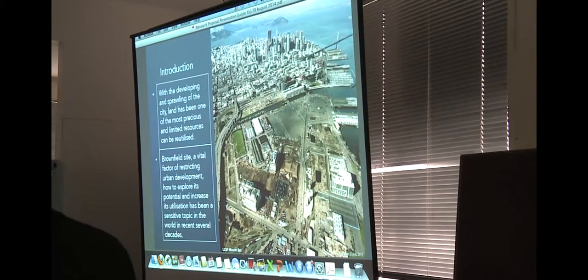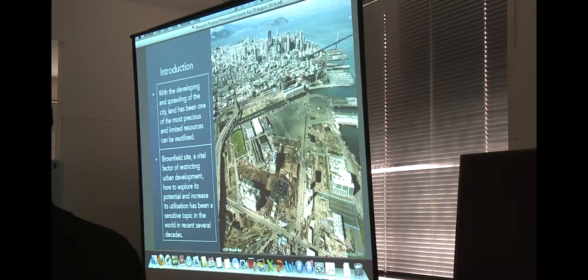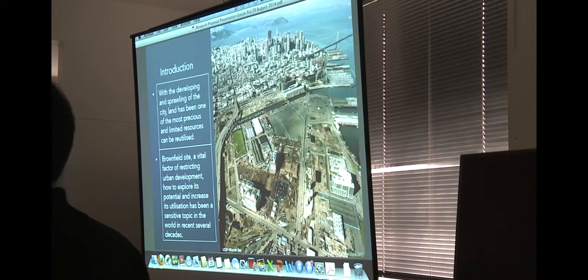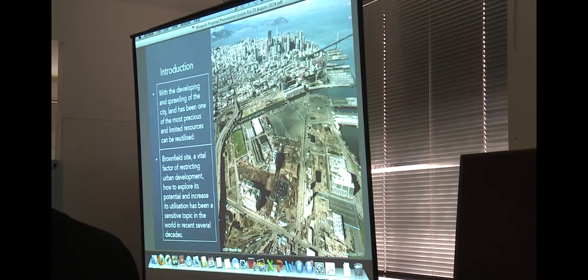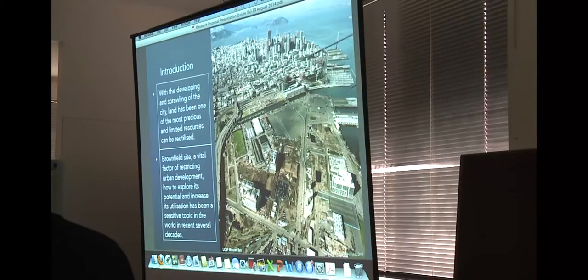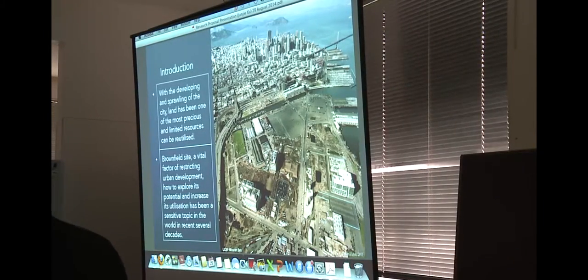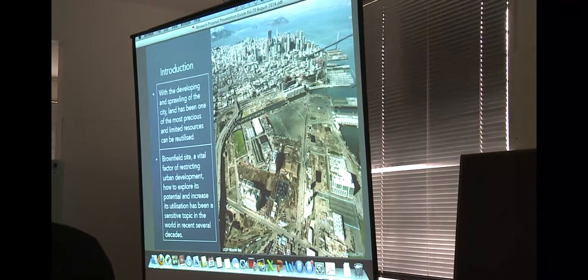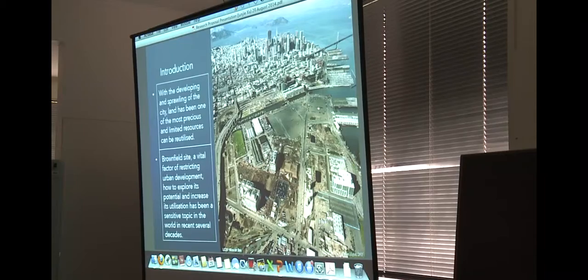With the development of society, how to effectively use the land has become the most important thing all over the world. Brownfield sites have been an important factor restricting the development of the city. So how to use them and improve their value is what we should do.